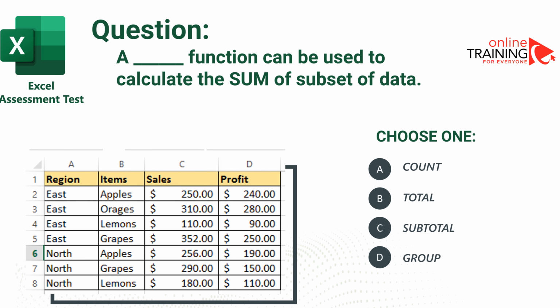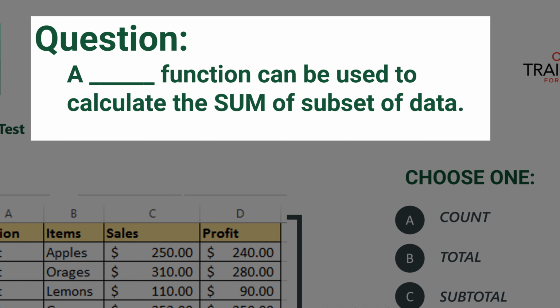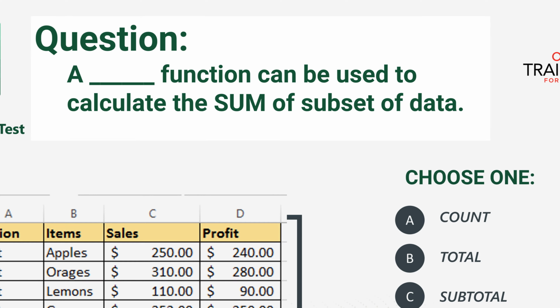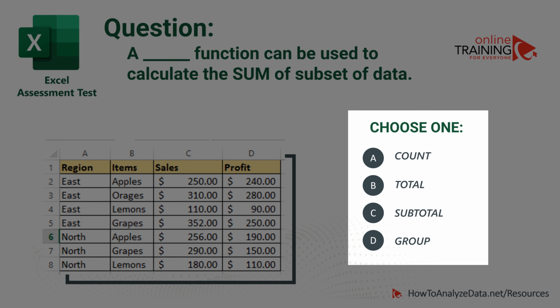Here's another question you might get as part of an Excel assessment test. A blank function can be used to calculate the sum of a subset of data. And there are 4 choices: count, total, subtotal, and group. Which one do you think is the right answer?